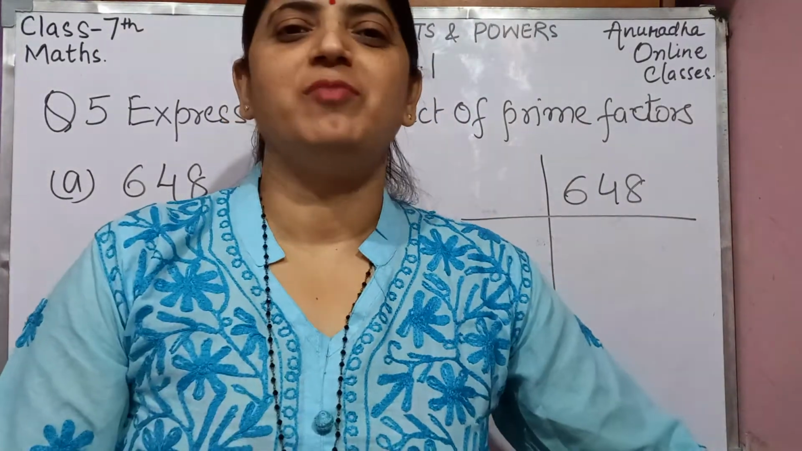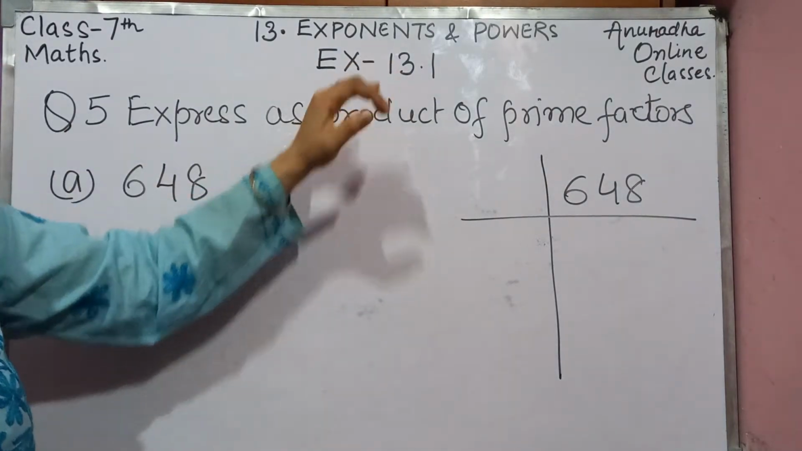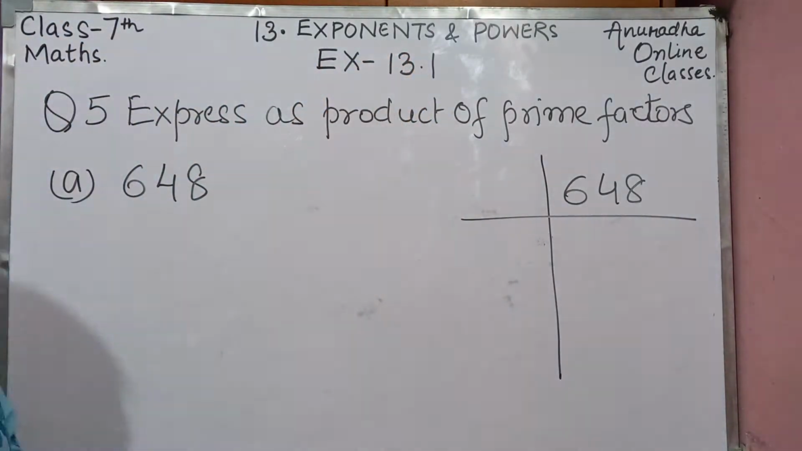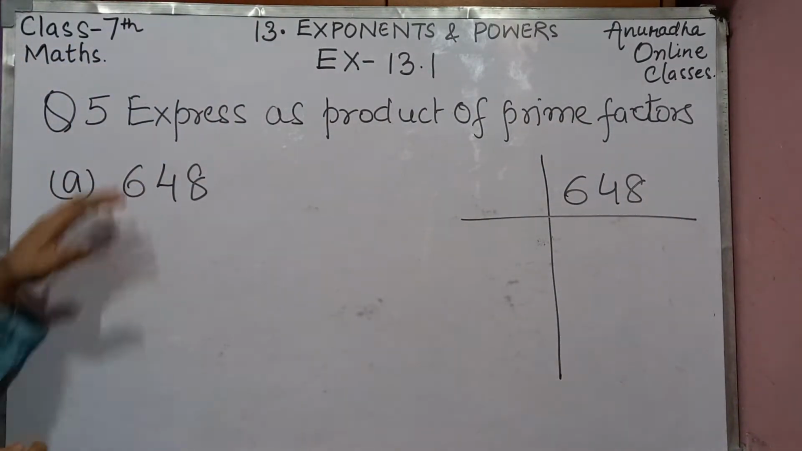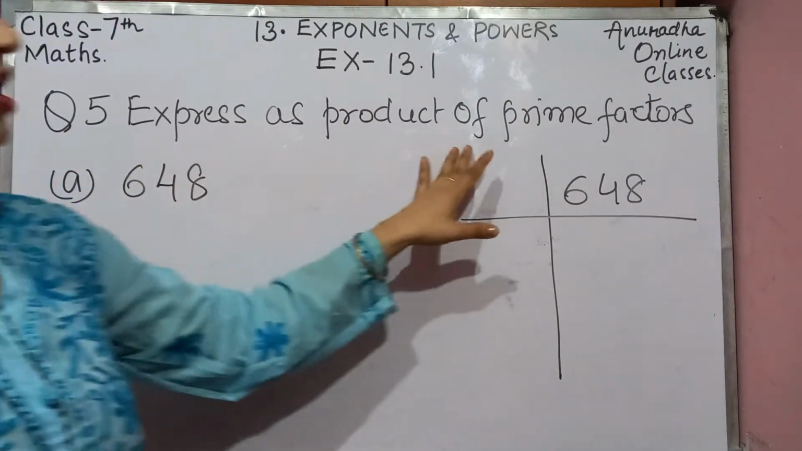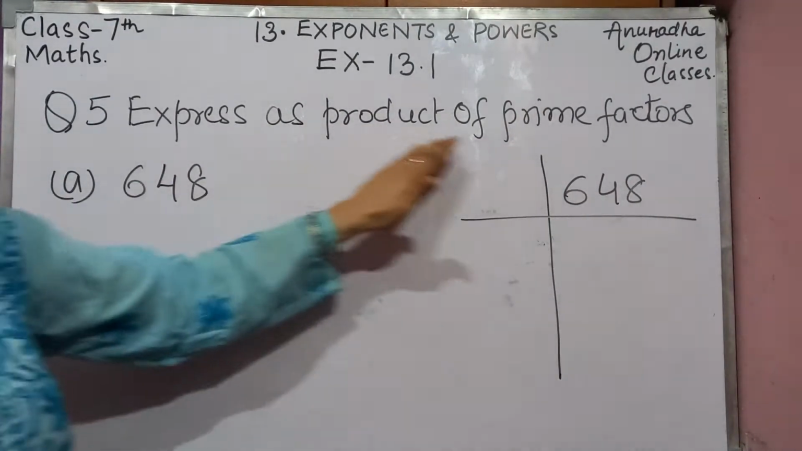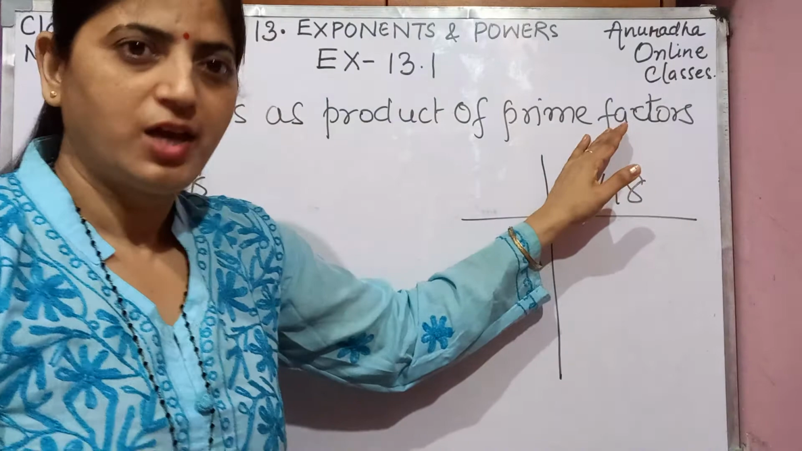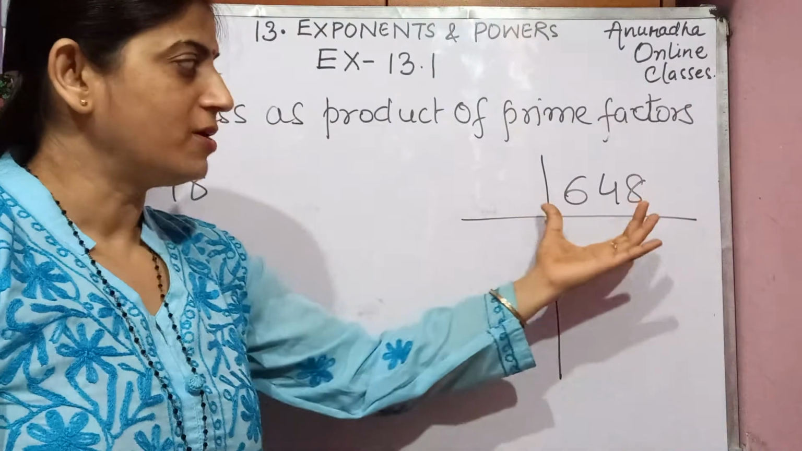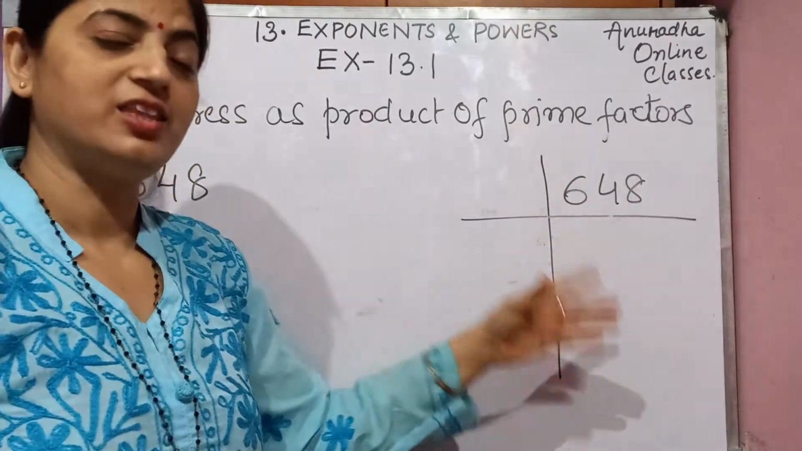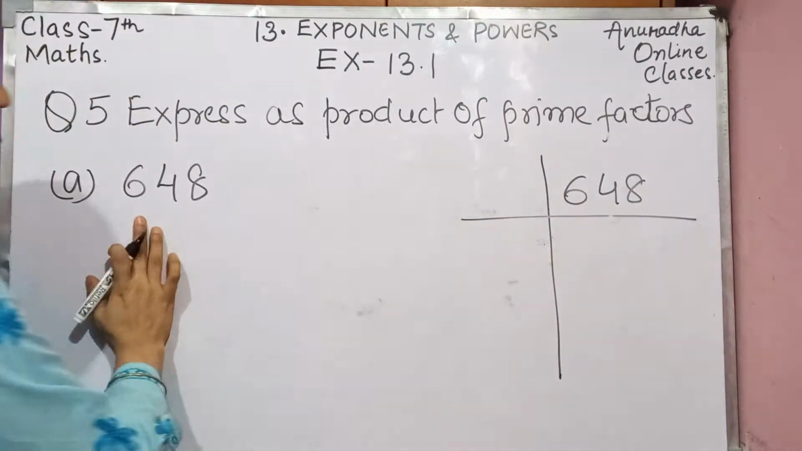Okay, let's do with me question number 5 of chapter 13, that is exercise 13.1, and the chapter we are doing is exponential powers. So let's see the very first question of today, that is question number 5: express as product of prime factors. You have to express the following numbers as the product of prime factors. Prime factors you know? Yes, the factors of prime numbers. We will convert it, find its factors, and those must be prime numbers. See, the first question I have written for you, that is 648.